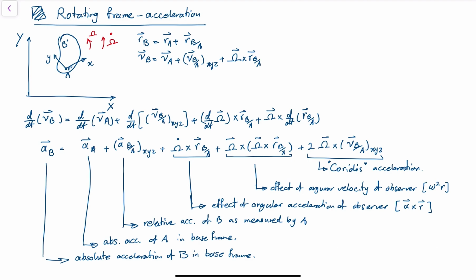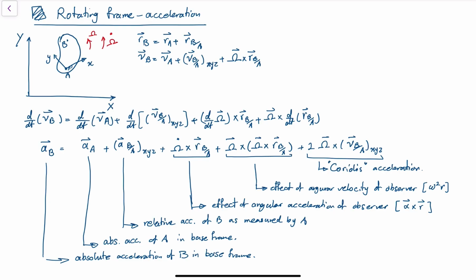All right, good. A lot of things, but all of them kind of make sense that you expect them to show up. If you have angular acceleration of the frame, you expect that term to show up. If you have angular velocity, you expect some centripetal type acceleration to show up. And finally, if you have both angular velocity and linear velocity, you expect some Coriolis effect to show up.